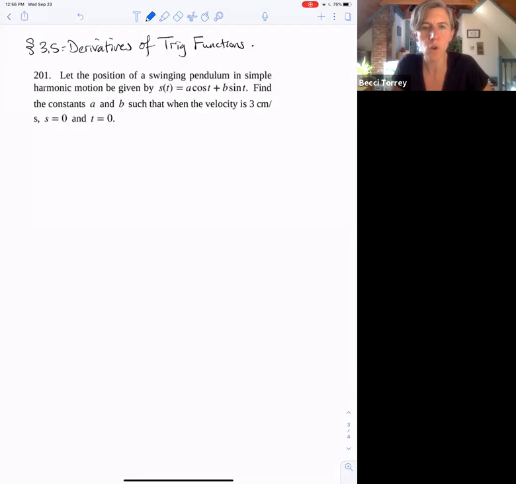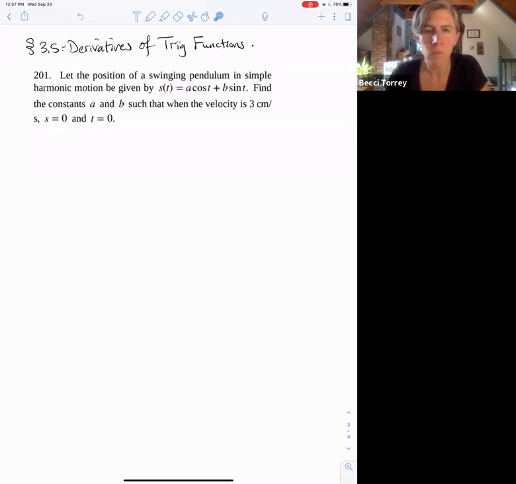So we have a few things going on here that I want to point out. Number one, S is often the name of a function for position. It's just a common convention that's used, so be aware of that. Also, they've told us that a and b are constants, right? So that means we're going to find numbers for a and b. That's our goal, to find these actual numerical values.